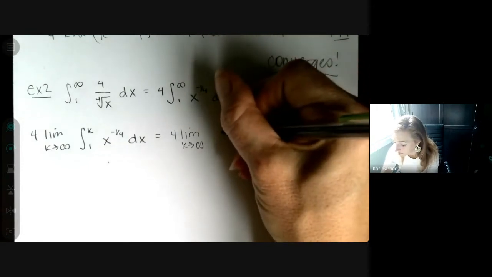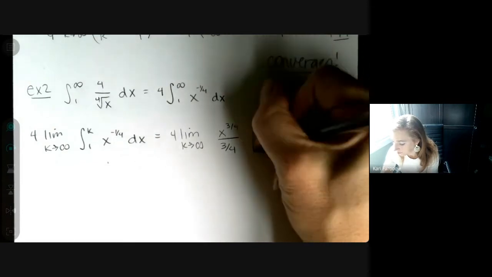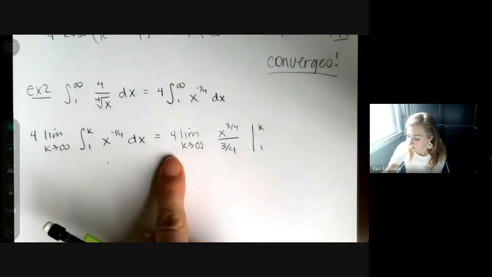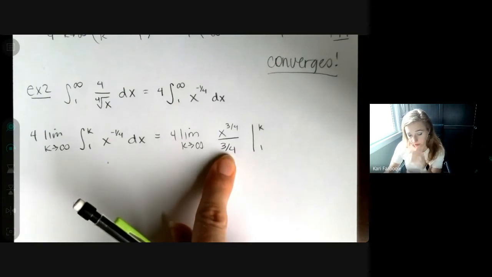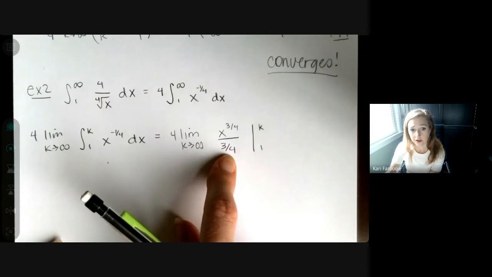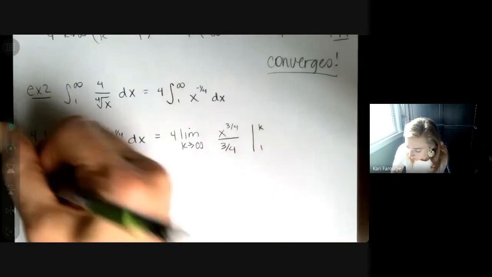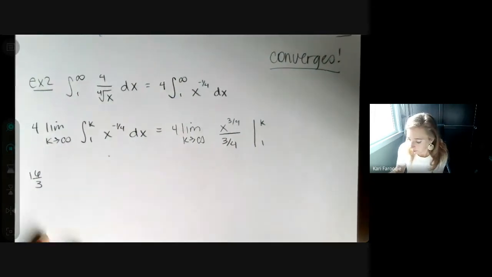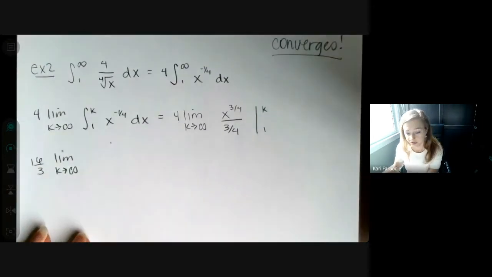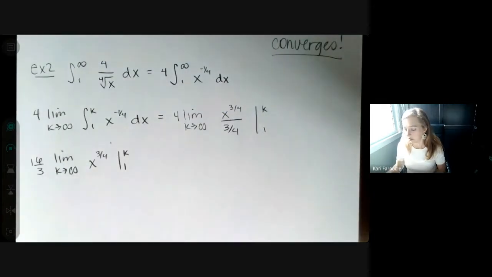Increase your exponent by 1, divide by the new exponent. If you'd like, go ahead and pull this out front. 4 divided by 3/4 is 4 times 4/3. Be careful there. Don't just cancel out your 4s. This 4 is actually coming back up to the numerator. So you're actually going to be getting 16/3 times your limit as k approaches infinity of x to the 3/4 from 1 to k.